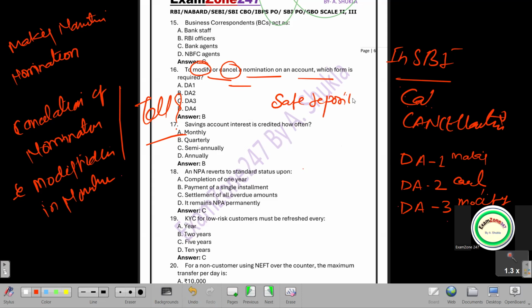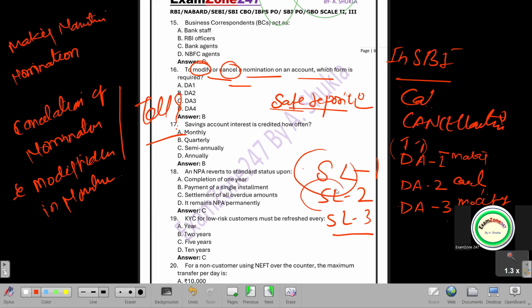This was a safe deposit locker. So then this series will be same. See, D means deposit, A means account. Deposit account form 1, DA1. In this case, safe deposit locker means S means safe deposit, L means locker, SL. In this connection, you may learn SL1, SL2, SL3. Okay? It is safe deposit locker.